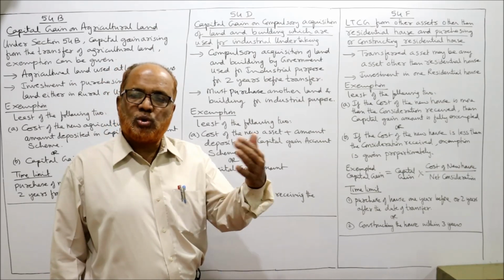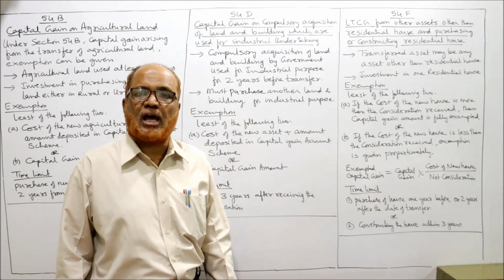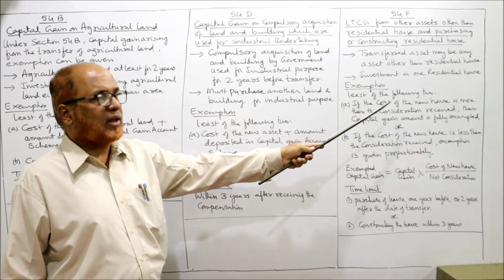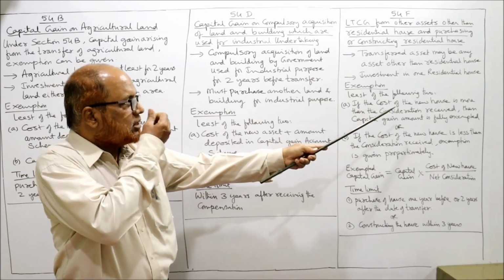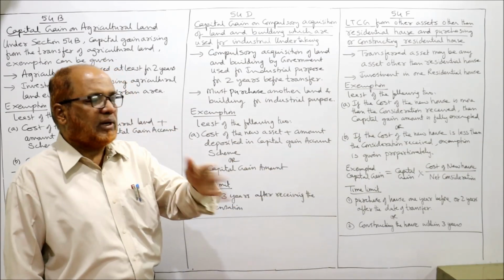तो कोई भी दूसरा एसेट बेचेंगे और वो पैसे से एक नया रेसिडेंशियल हाउस परचेस करेंगे. Then this exemption will be allowed. Exemption is the least of the following two: if the cost of the new house is more than the consideration received, then entire capital gain amount is fully exempted.